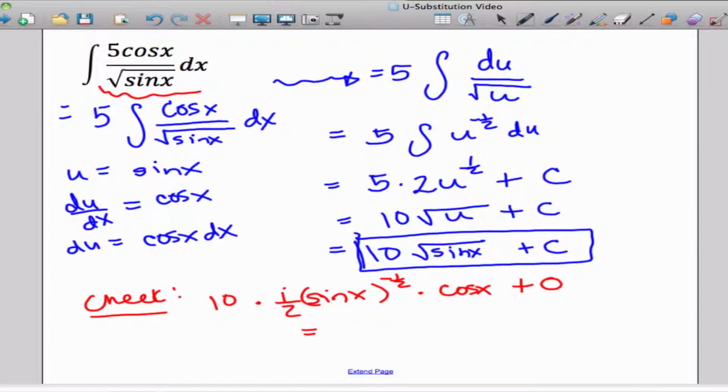Okay, so now to simplify this, 10 times 1/2 is 5, left with a cosine x in the numerator, and then we'll move that sine x to the negative 1/2 down to the denominator, and that's the same thing as root sine x in the denominator, plus 0, so that is exactly what we started with, what we were trying to integrate, so we know that we have the right answer.